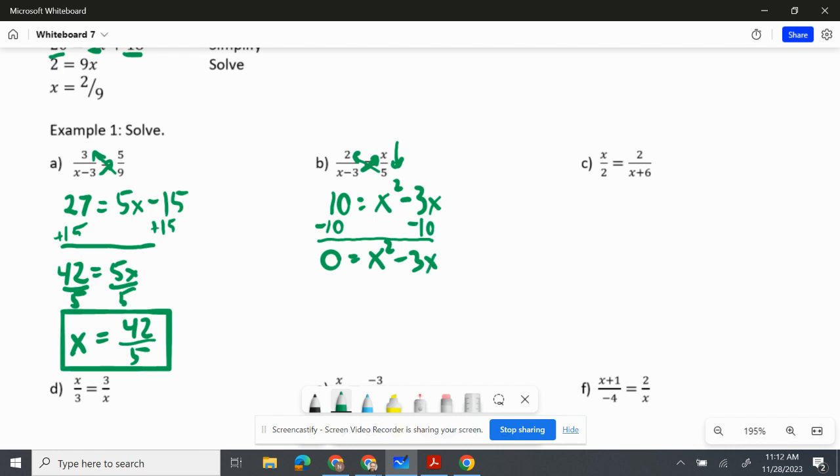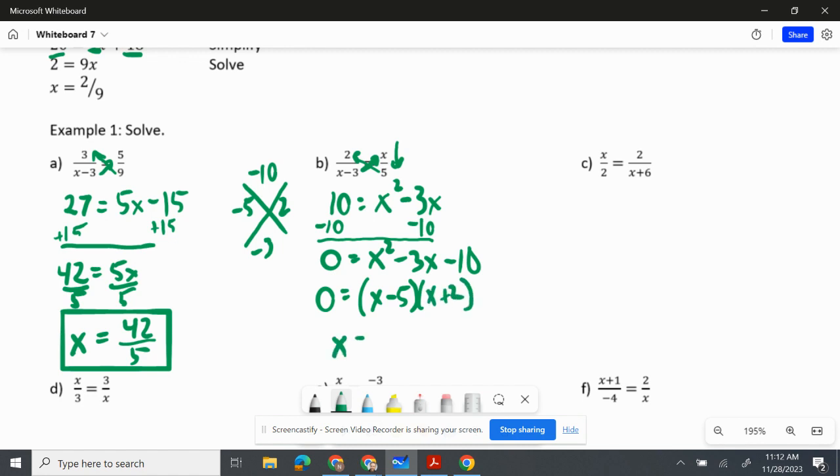So in this case right here, we're going to look for two numbers that multiply together to give us negative 10, and they add up to negative 3. And that's going to be negative 5 and 2. So we have x minus 5 and x plus 2. And when we're solving it, we're going to get two opposites, which would be 5 and negative 2.